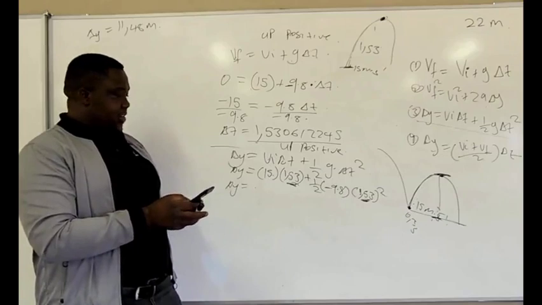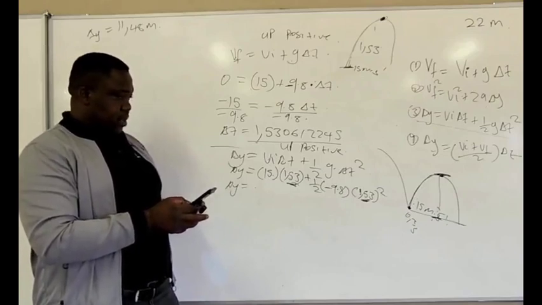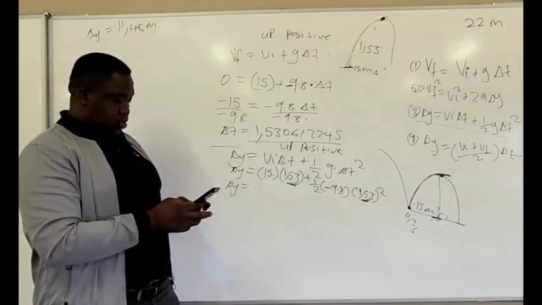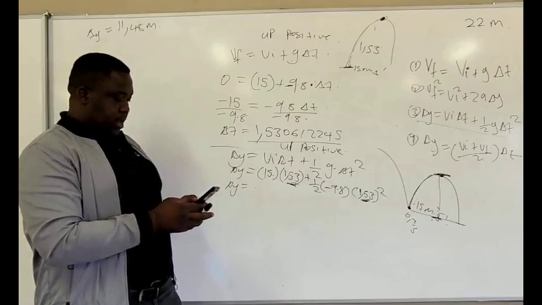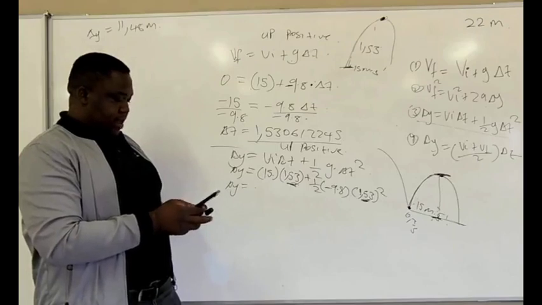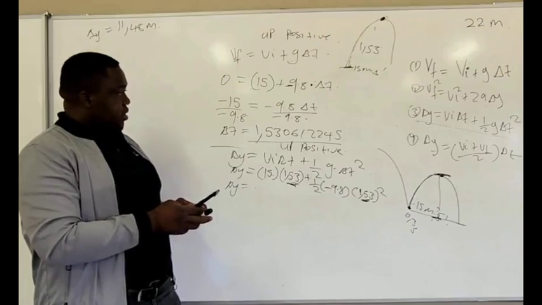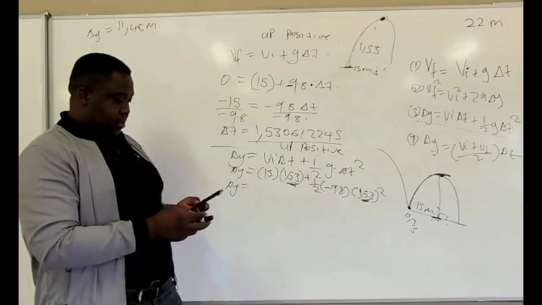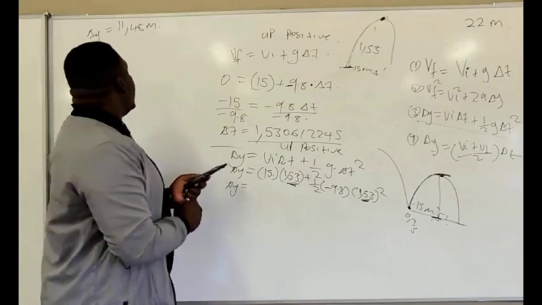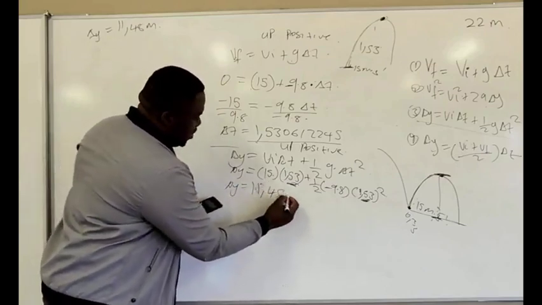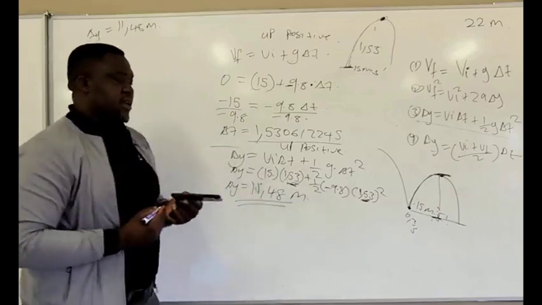Okay, we're going to have 15 multiplied by 1,53,0612245, then plus half multiplied by negative 9,8 multiplied by 1,53,0612245, then we square. Let's see what we get. The answer is 11,48 meters. Can you see?